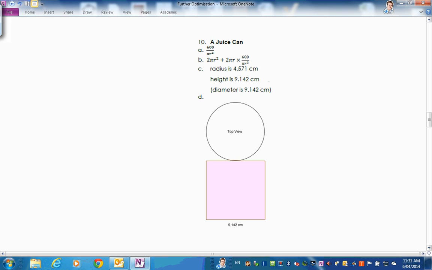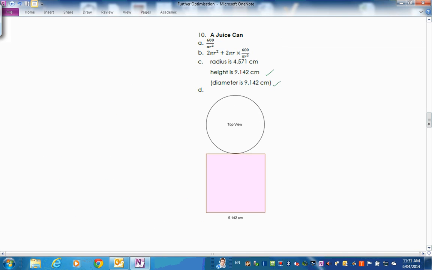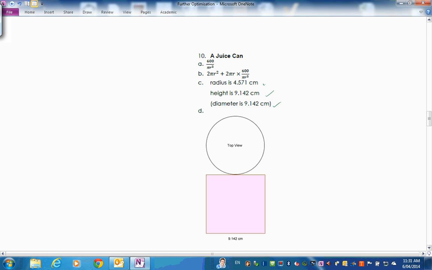The height is 9.142. The diameter therefore is 9.142. Oops, hang on, we'll just go back up there. And the radius is 4.571. Okay, so do you get the idea there? I hope you can check out these expressions. You need to know some formulas for volumes and surface area to be able to get through some of this.